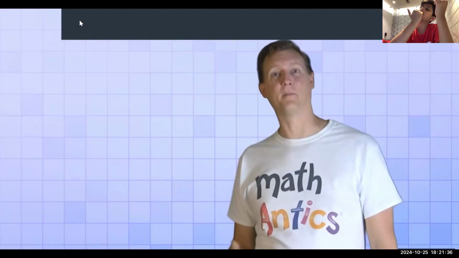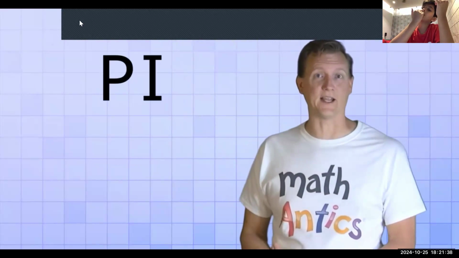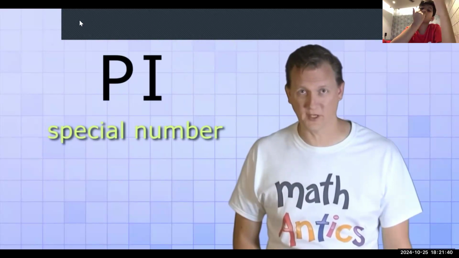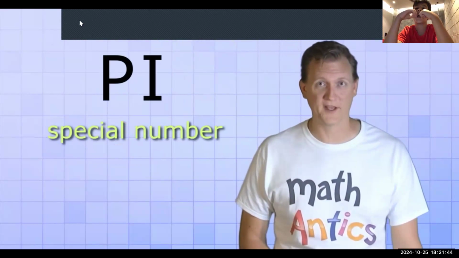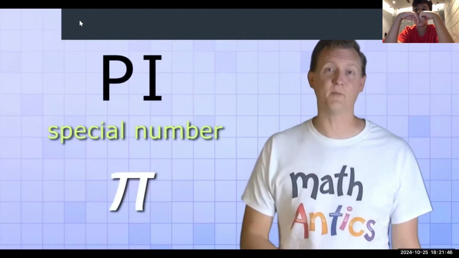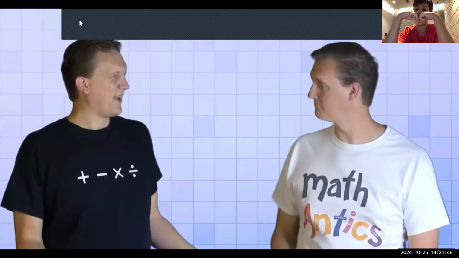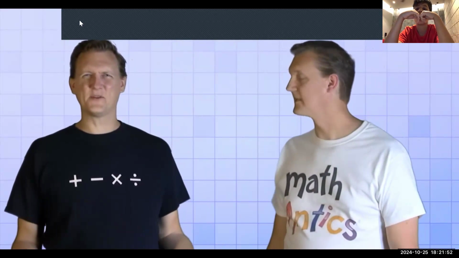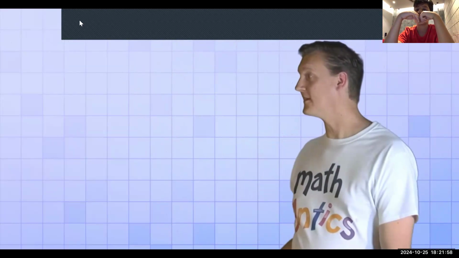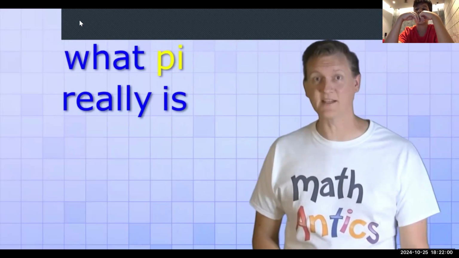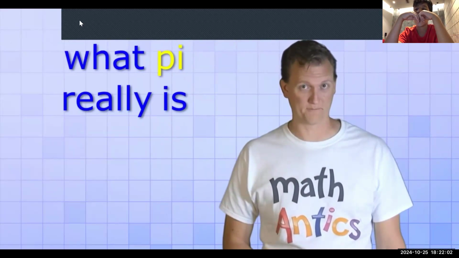In math, the word pi, which is spelled P-I, refers to a very special number. In fact, it's so special that it gets its own symbol. This Greek letter here is the symbol for the number pi. But if pi is just a number, why don't we write it like that? Why do we need to use a special symbol for it? That's a good question, and I'll get to that in just a minute. But first, let's learn what pi really is by seeing how it relates to a circle.